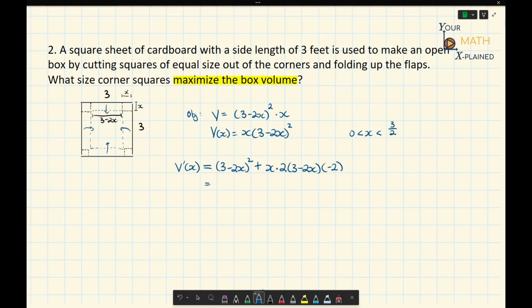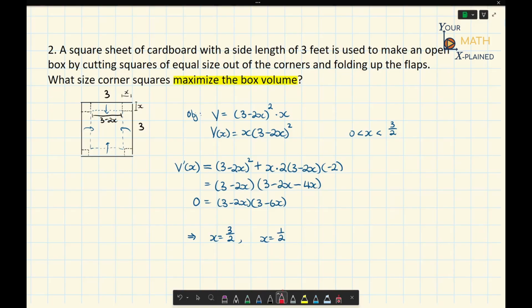And now I can go ahead and factor out a (3 - 2x) from both of these terms. And then I'm left with (3 - 2x - 4x). So this is (3 - 2x) times (3 - 6x). And to find critical values, we're going to set V'(x) equal to 0. And once we do that, we get two solutions. The first one is x equals 3/2, and the other one is x equals 1/2.